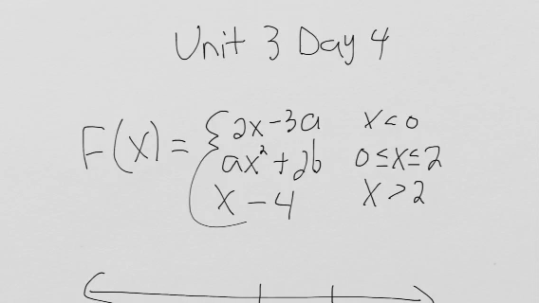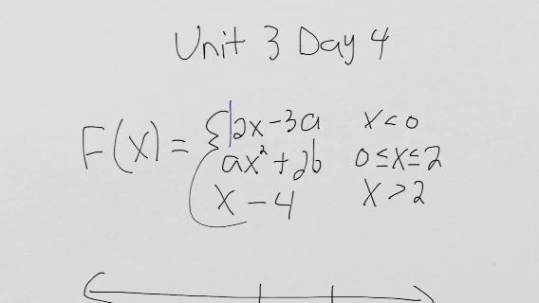Okay, piecewise functions and making them continuous by thinking about limits. So if we look at this piecewise function, it's split into three sections. The section where x is less than 0, the section where x is between 0 and 2, and then the section where x is greater than 2.